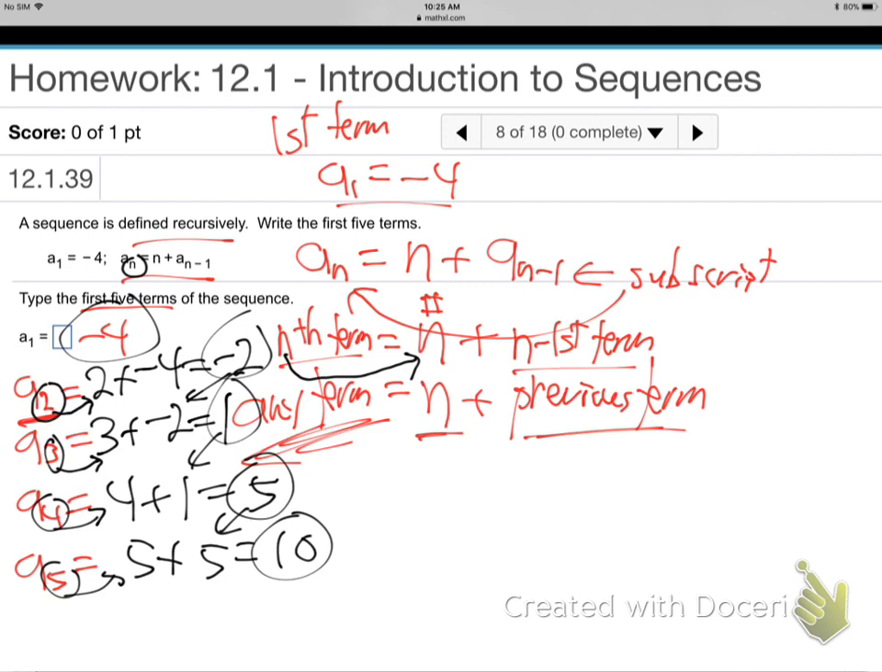It's simply the next number. What do you got to add to -4 to get -2? Add 2. What do you got to add to get up to 1 now? Add 3. Add 4. Add 5. It's just adding one more every time, isn't it? See that pattern? There's always patterns, always.